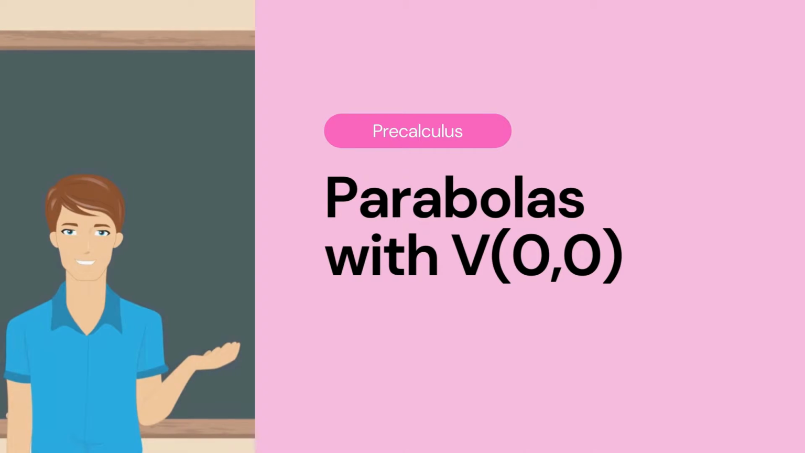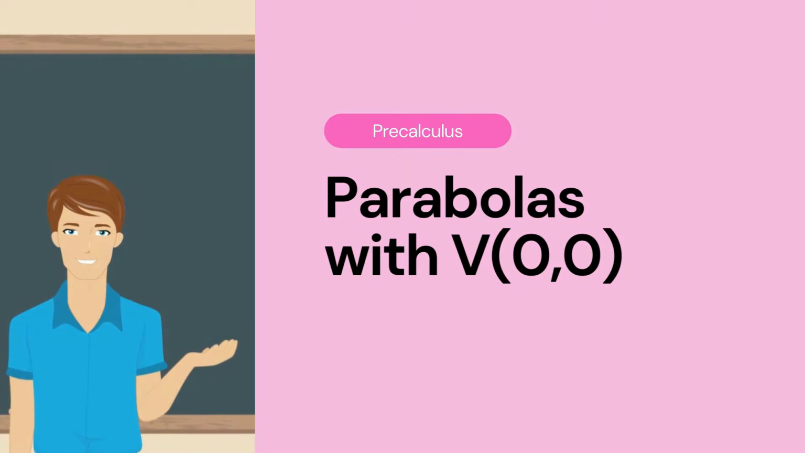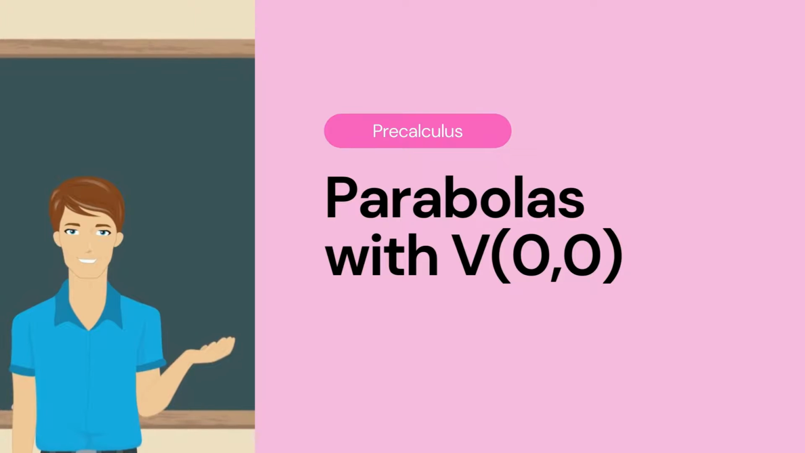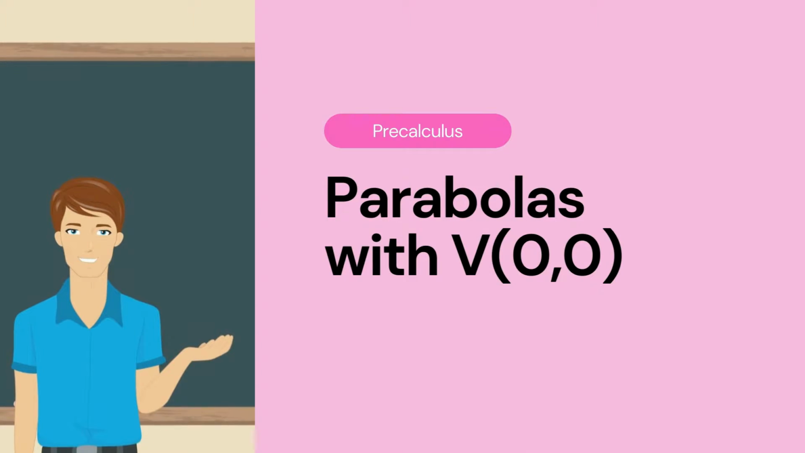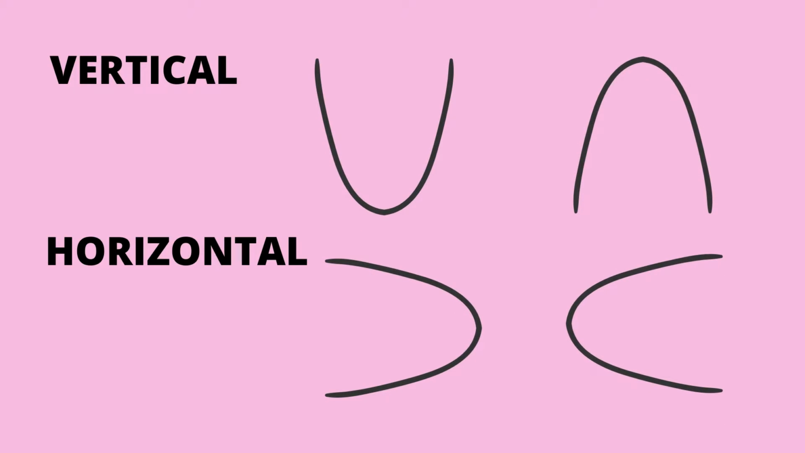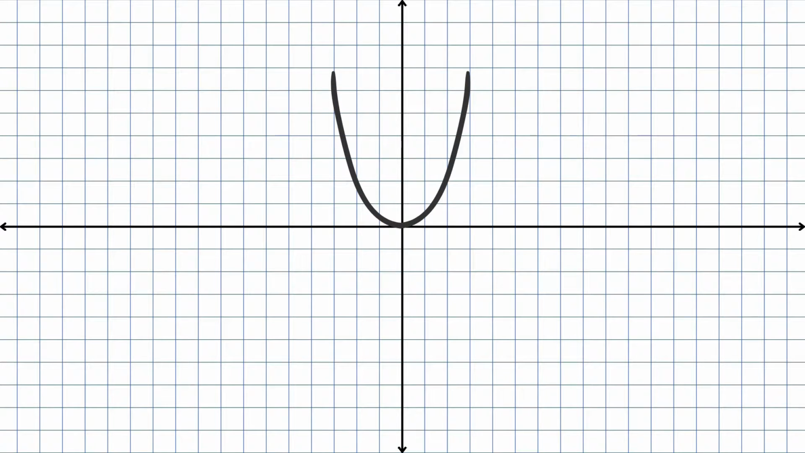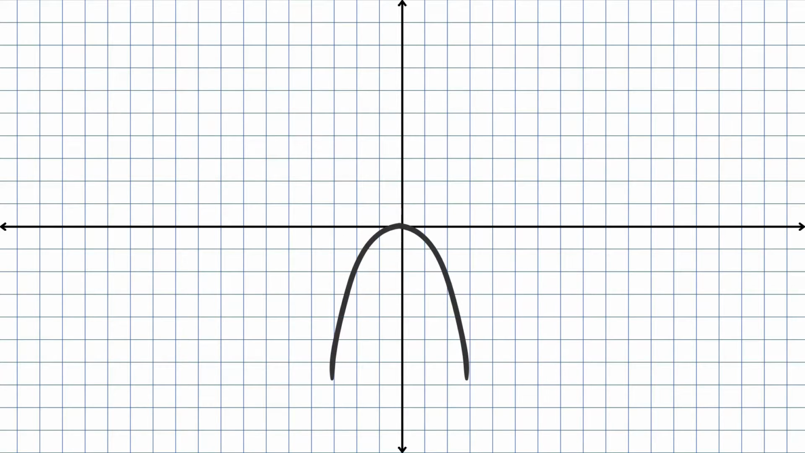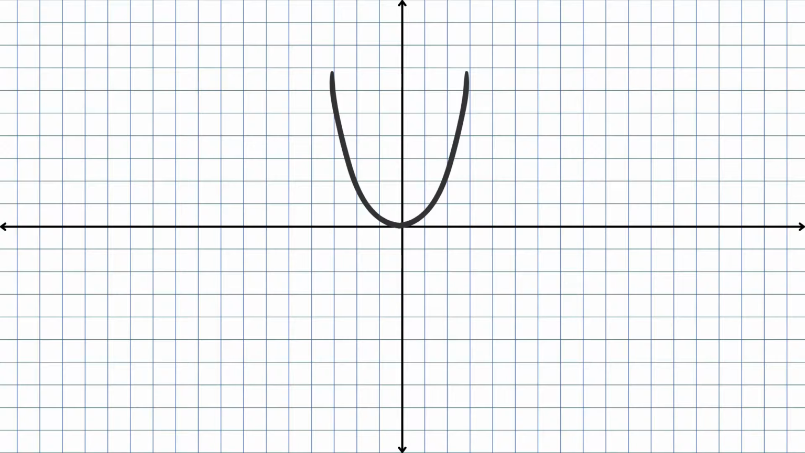Now, depending on the position or the opening of the parabola, we may have a different equation. Let us first analyze the equations of parabola with vertex at the origin. But to do that, it is important to note that parabolas can be vertical or horizontal. If the parabola is vertical, it opens upward or downward and has a vertical axis of symmetry.